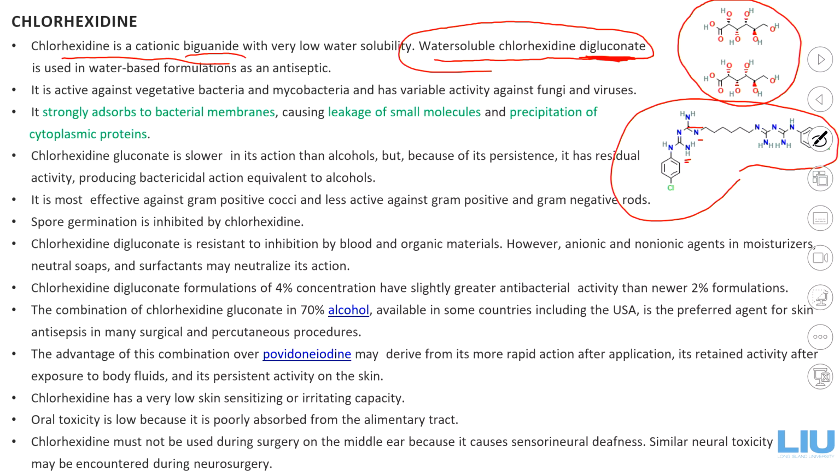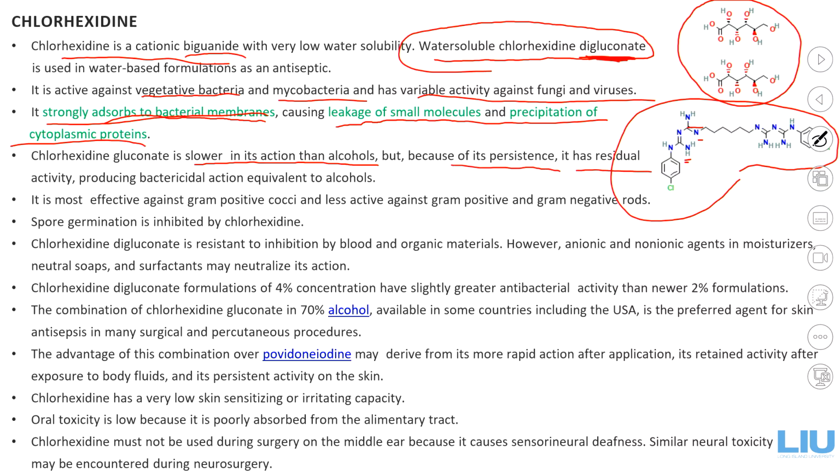It's active against vegetative bacteria and mycobacteria, and variable against fungi and viruses. Strongly absorbed to the bacteria. So that's the mechanism of action of chlorhexidine: it absorbs to the bacterial membrane, causing damage to the membrane, and so leakage of small molecules and precipitation of cytoplasmic proteins. It is slower in its action than alcohol, but because of persistence, it has residual activity, producing a bactericidal effect.